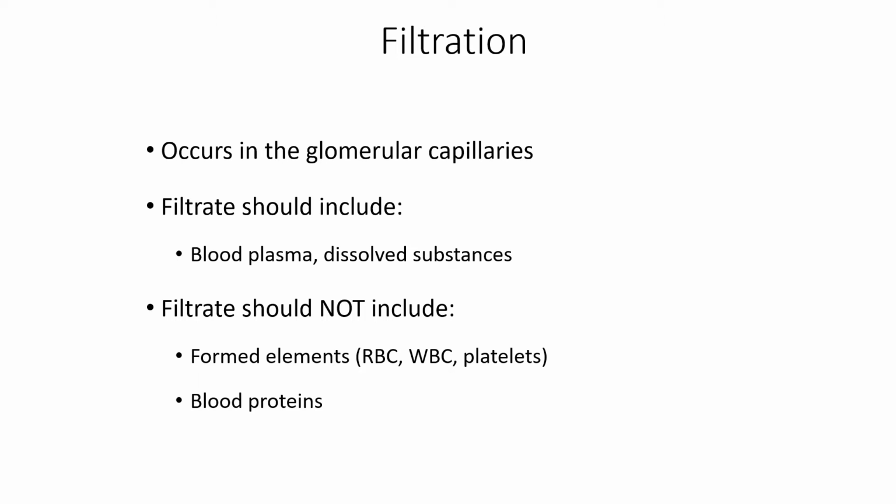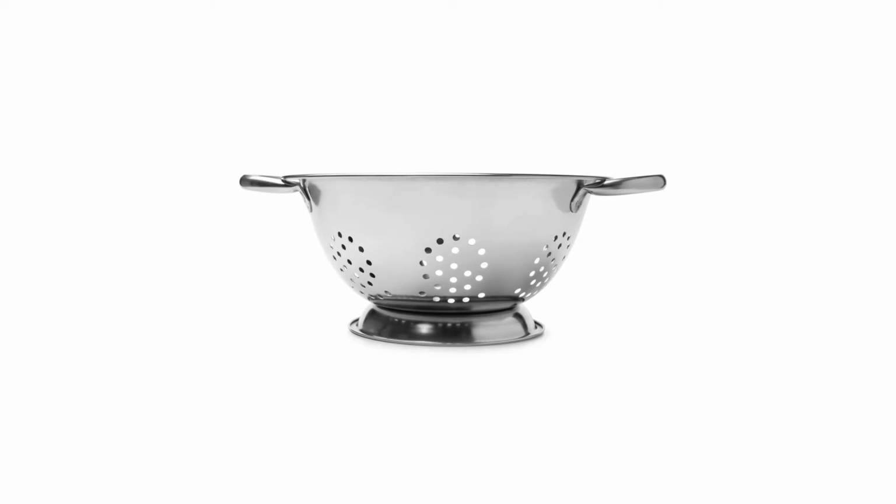Filtration should occur in the glomerular capillaries, which is also known as the glomerulus. Filtrate should include blood plasma and dissolved substances like nutrients, glucose for instance, but we shouldn't be finding larger items such as red blood cells, white blood cells, platelets, or blood proteins. To make this point, let me show you this image. This is a colander or a strainer. If you cook spaghetti or if you rinse off lettuce leaves, this may be what you use.